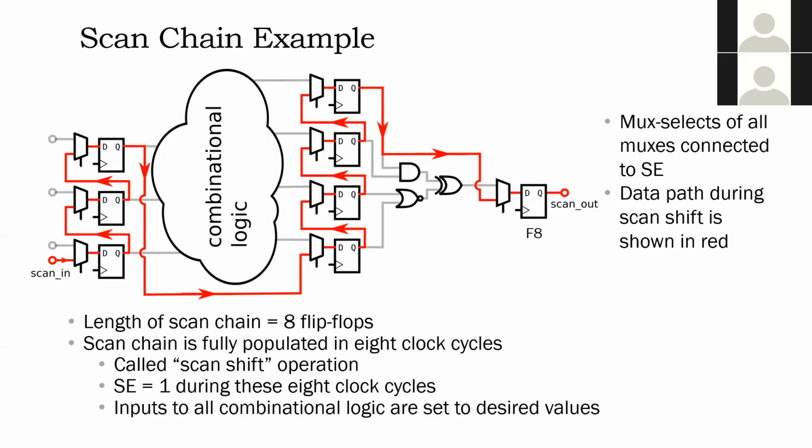Now when I want to put some known values in any flip-flop, I simply have to shift those values into that flip-flop through the scan chain. So I run a clock, and every time a clock edge comes, the flip-flop captures the value from the previous flop in the scan chain. Okay, so let's take an example here. Let me annotate.